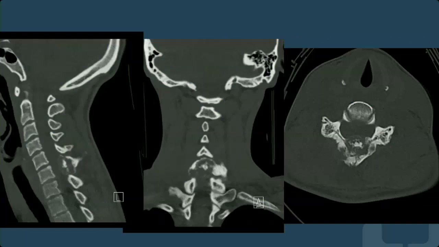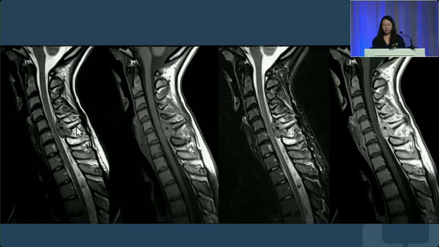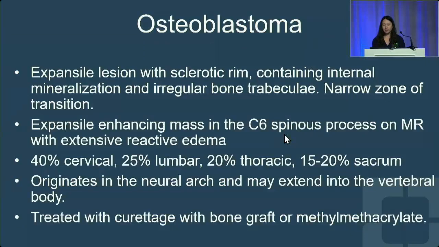Moving on. So we're going to talk about posterior element processes. So here on the CT, you can see there's expansion of the bone with internal bony coalescence with expansion of the lamina and the spinous process. On MR, here's the corresponding MRI. There's T1 hypointensity with STIR hyperintensity. This is an example of an osteoblastoma, which is expansile. It has that sclerotic rim. It contains internal mineralization and irregular bone.